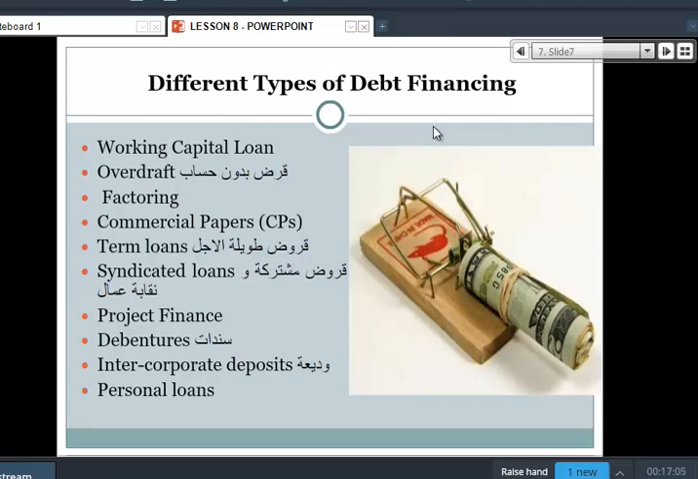What are the types of debt financing? Working capital loan: it's a loan granted by the bank with some guarantee. Overdraft is a loan taken from the bank but without an account number, so it might be by check. Factoring is also a loan taken by the factories, by the big factories. Commercial paper, or CPs: you take a loan from the bank by giving them the right to access your commercial commodities.